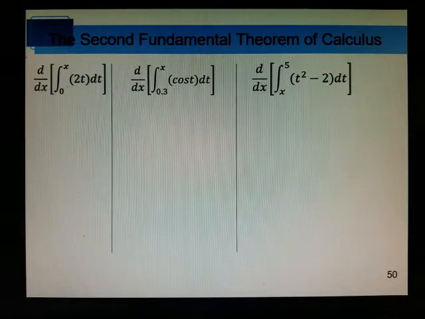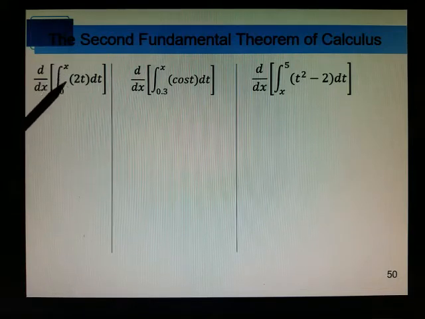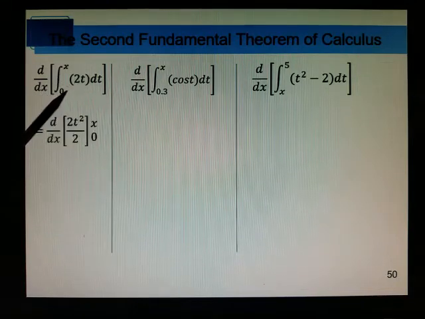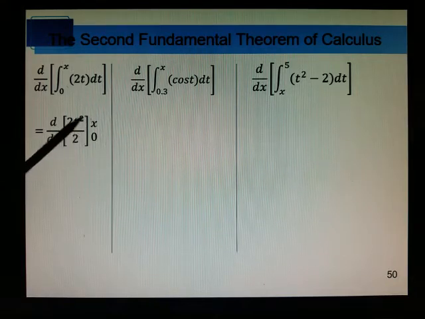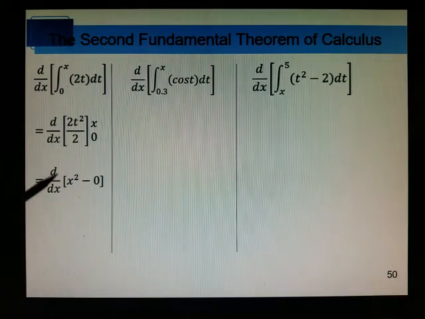This is telling me to take the derivative of the integral of this function. So first, if I took the integral of this function, I add 1 to its exponent, divide by the new exponent. The 2's cancel. I'm supposed to plug in the x, minus I plug in the 0, so I did. Now we take the derivative of the function, and I'm going to get 2x.